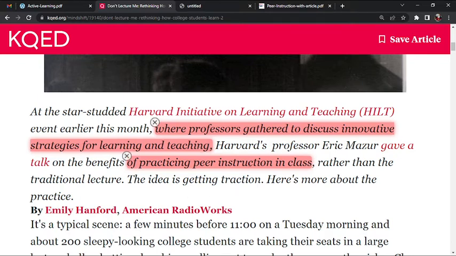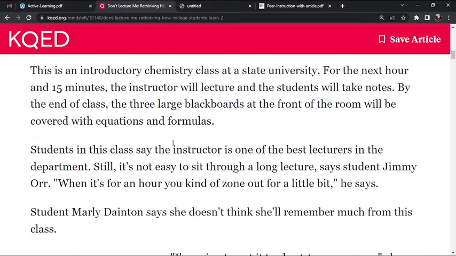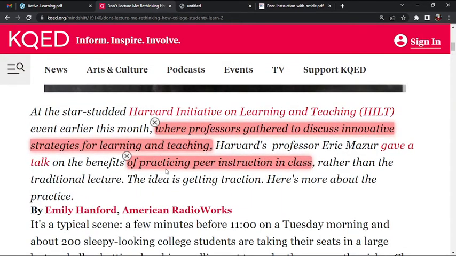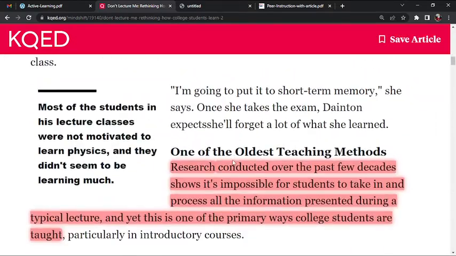And this article talks about Harvard professor Eric Mazur, who gave a talk on the benefits of practicing peer instruction in class. So we said in our outline that we are going to look at active learning, and after looking at active learning and defining what active learning is, we'll go ahead and look at what peer instruction is. And already here we can see that Harvard professor Eric Mazur gave a talk on the benefits of practicing peer instruction, and we are going to look at peer instruction.